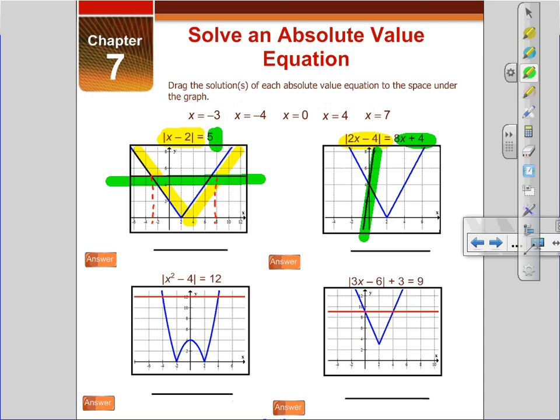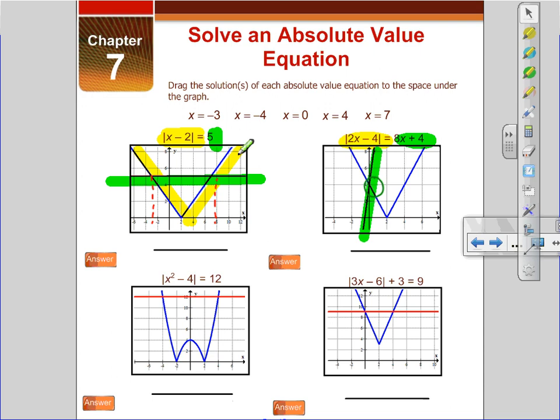Where do the two intersect? Well, they intersect right there. What's that x value? 0. That is the only answer for this absolute value equation. 0 is the only number. And we can check. 2 times 0 is 0. Minus 4 is negative 4. The absolute value of minus 4 is 4. Similarly, on the right-hand side, you'll get an answer of 4.